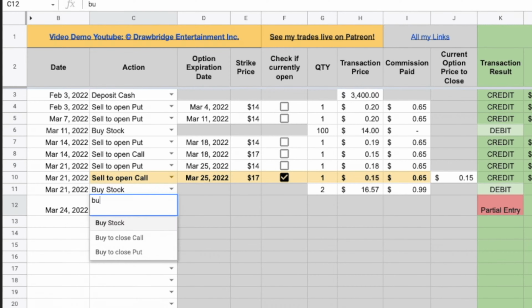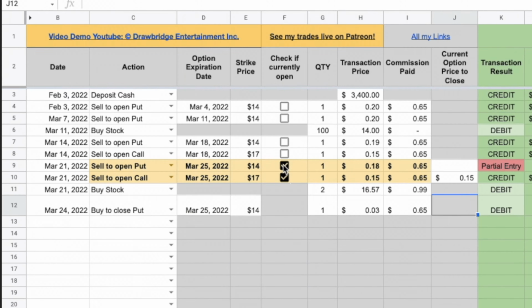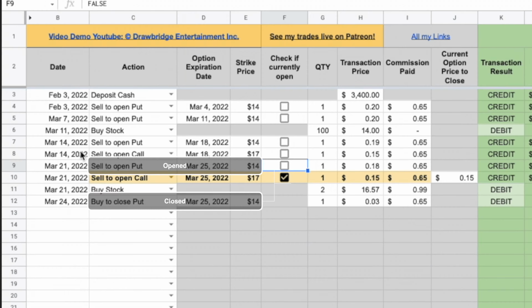24th, we decide to buy to close the put. The put we're going to be closing is this March 25th 14 put. So we're going to put in March 25th 14, and it's obviously closed. How many of them are we closing? We're closing one. And what's the debit? Maybe we pay 3 cents to close and a commission of 65 cents. And we just uncheck this, and those two transactions, sell to open the put and buy to close the same put, are the transactions that finalize this.